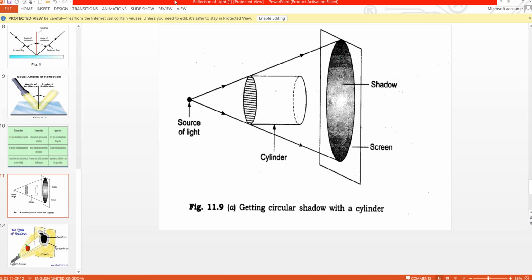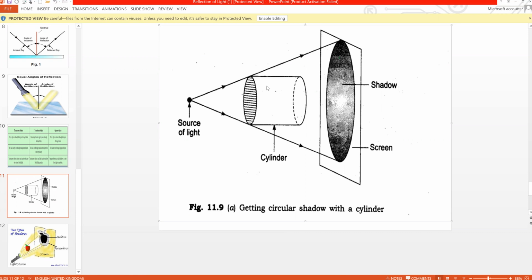Right. Next, this is also one more slide. Here you can see a source of light. It could be a candle, a torch, or any source of light. And then I have placed one small cylinder. You can place a ball, a cylinder, or any opaque object.